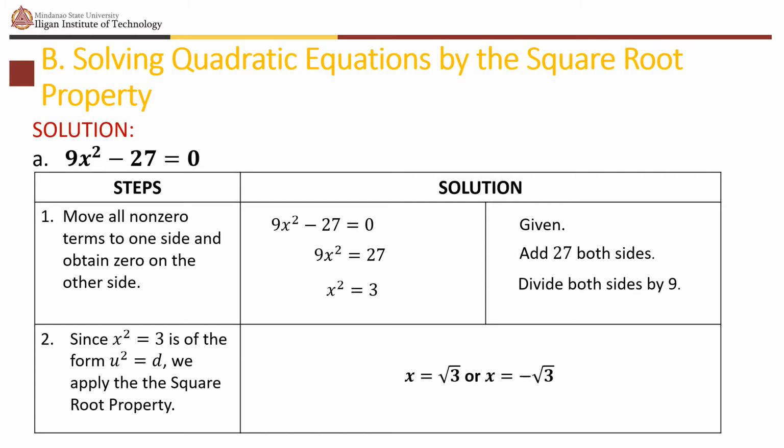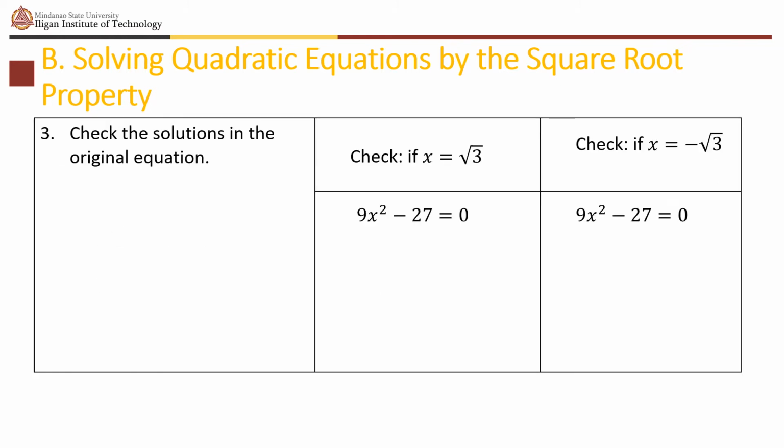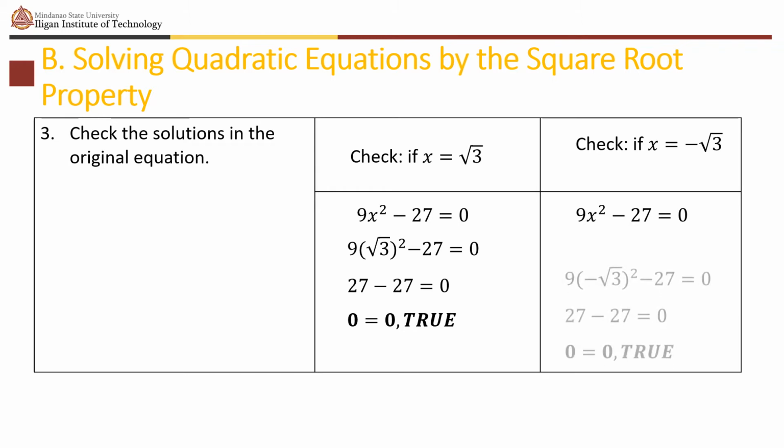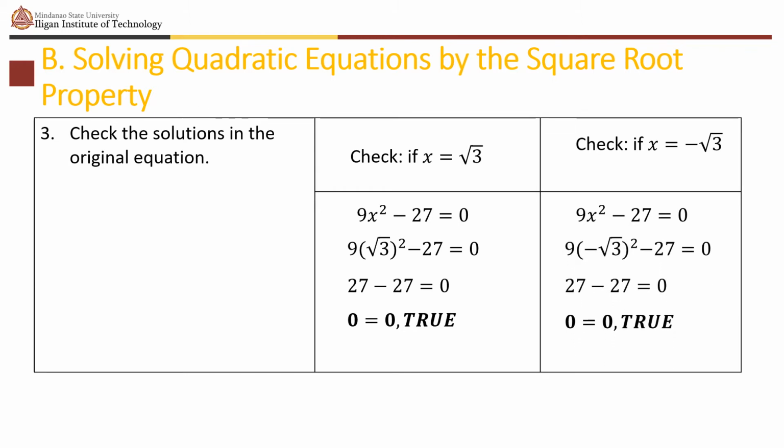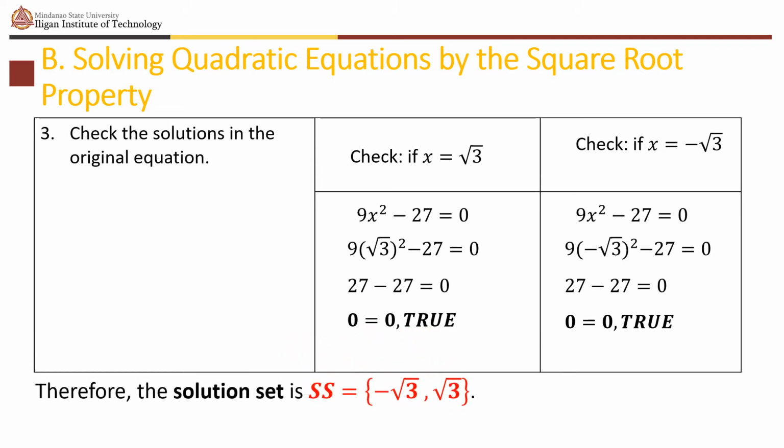Then when you extract this one, we'll have x equal to square root of 3 or x equal to negative square root of 3. Verify by substituting x equal to square root of 3 to the original equation. Similarly, you can substitute x equal to negative square root of 3. So substituting will give us true statements. So meaning to say the solution set is negative square root of 3, positive square root of 3.